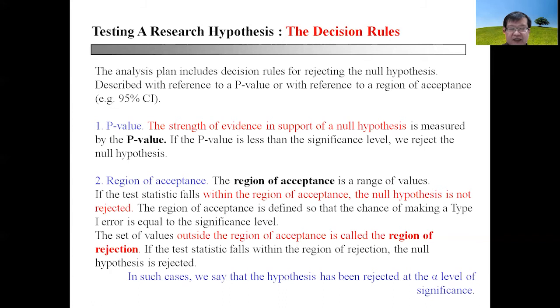experiment. The regional acceptance method depends on the understanding of the regions of acceptance and regions of rejection. If the test statistic falls within the region of rejection, then the null hypothesis will be rejected. So in either case, we can simply say that the hypothesis has been rejected at alpha level of significance. Bear in mind that alpha can take a value of 0.01 or 0.05, as defined by the researchers themselves.